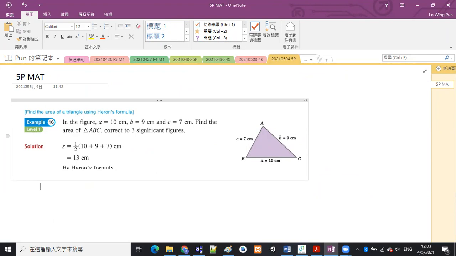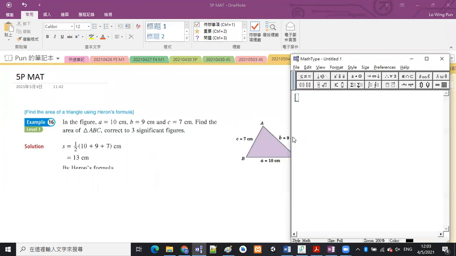To use Heron's formula, we need to do the preparation step first. That is to find the S. S is equal to length 1, 10, plus length 2, 9, plus length 3, 7, and then divided by 2. And then you just do the calculation. It should be equal to 13.